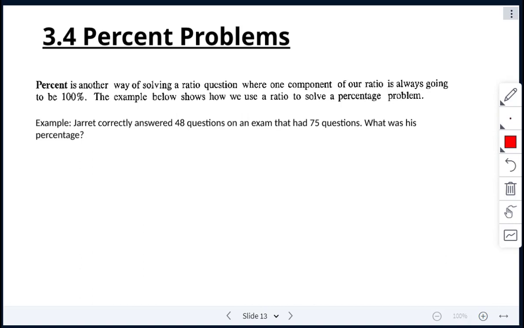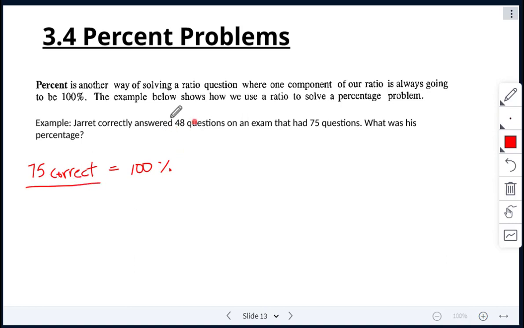So for example, our first example, Jared correctly answered 48 questions on an exam that had 75 questions. What was his percentage? So you can set this up as a ratio question, but you probably already know how to calculate your percent if you have a test or whatever. So let's just show this as a ratio. So for example, if he got 75 correct, that is 100%.